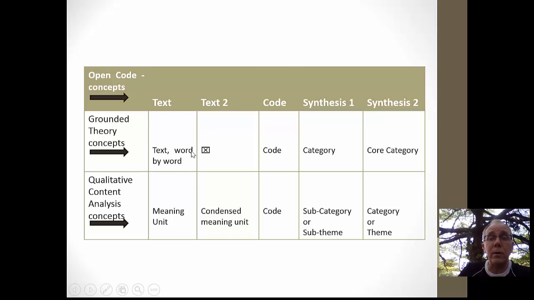text word by word. But if you use a qualitative content analysis, it is the meaning units that you import as your text. If you use grounded theory, the text 2 is meaningless, because there you can do your condensation of meaning units. But the code concept, that is similar in most qualitative approaches.